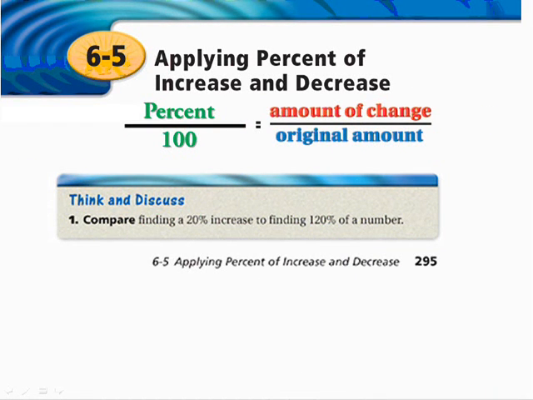I've asked that you answer this one think and discuss question before moving on to the practice exercises. For those of you who are bothering to listen to me ramble, I will answer it aloud for you. When finding a 20% increase of a number, let's say, for example, 50, you are increasing it by 20%. 20% of 50 is 10. So a 20% increase from 50 results in 60.